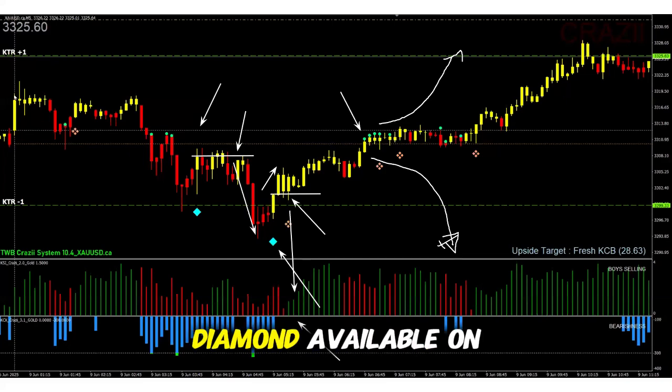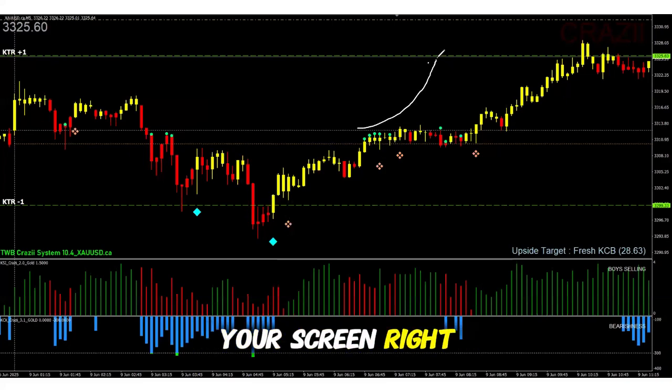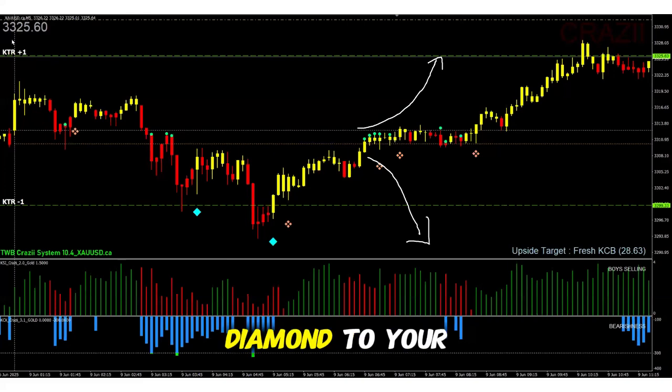So there is a diamond available on your screen, right? So use the diamond to your advantage. Draw the diamond line across and you will see that the market was basically trying to stabilize. So of course, you've been going ding dong at OP. So that is where you have to be very careful.